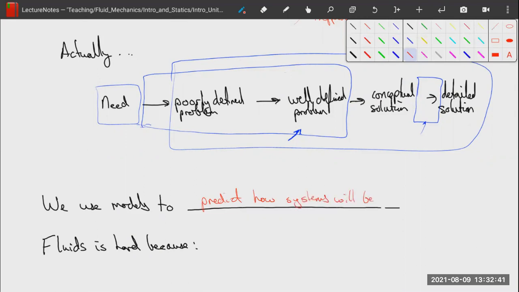will behave, right? Now, here is an excellent case for active learning. I say we use models to predict how systems will behave. You should take that and rephrase it in some way that still makes sense to you and captures the meaning of that phrase, right? You could say anticipate the future outcome of systems, or calculate the outcome of physical systems. You know, there's all kinds of things you could do, right?